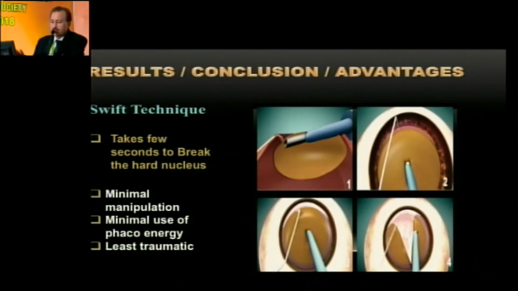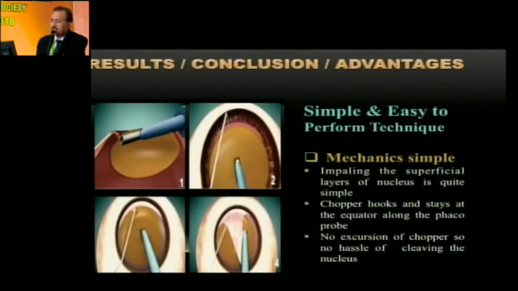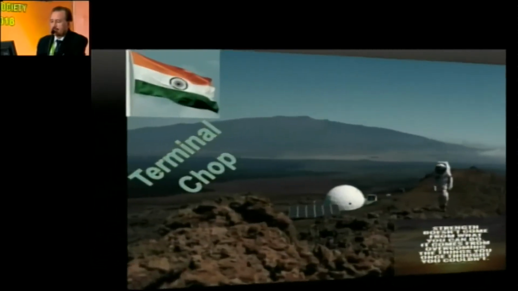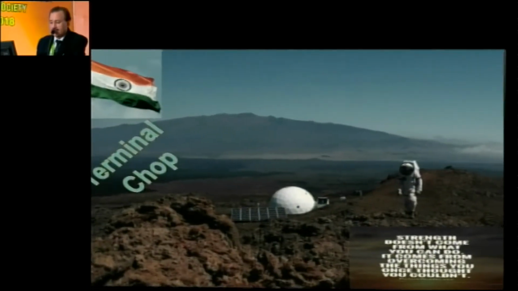So I'm not talking about the speed, but yes, definitely, because if you can break the nucleus swiftly and with a speed, is the best part, because otherwise we keep struggling and we keep trenching, doing too much of grooving and so many things we do in these hard cataract, and then you do not get the segmentation of the nucleus. It's very simple, easy to perform, and very easy to learn technique. So the terminal chop is the way to go for the hard cataract.